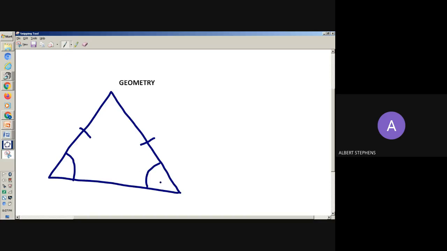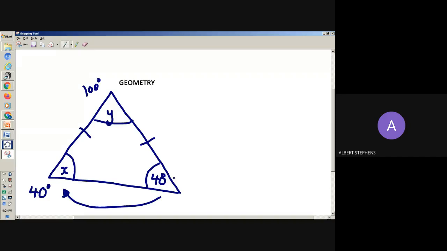So for example, if I say this angle is 40 degrees, and I say it's an isosceles triangle, and that's 40, how do you find x and y? X would be 40 and y would be 100, because the angles add up to 180, and if x is equal to 40, then y. Very good.